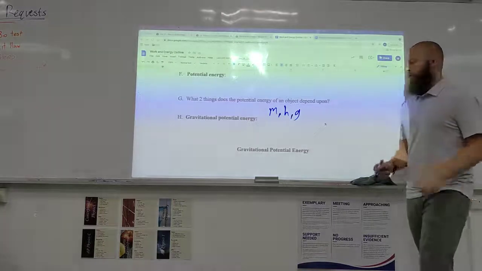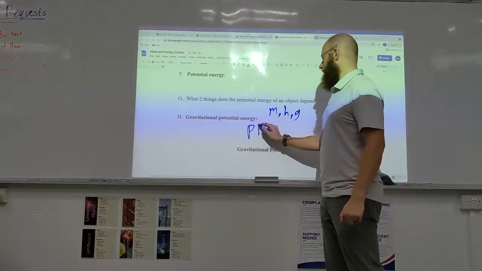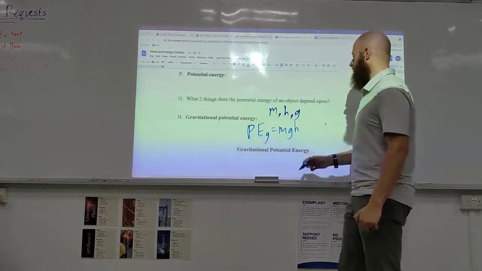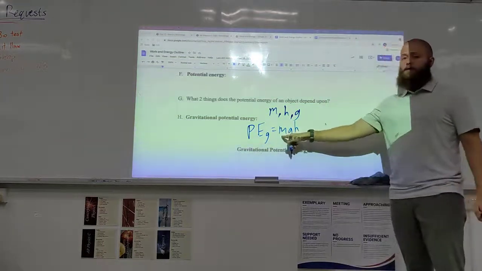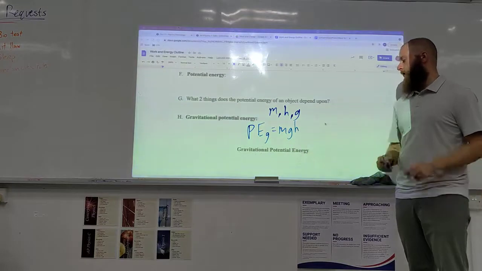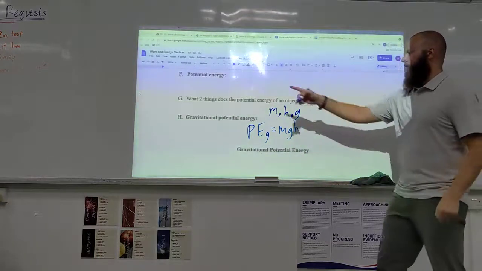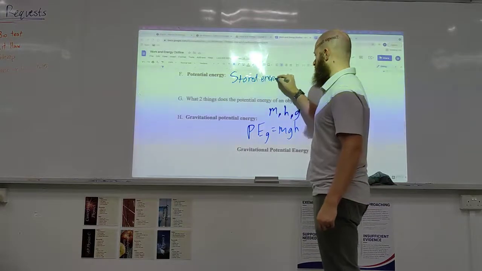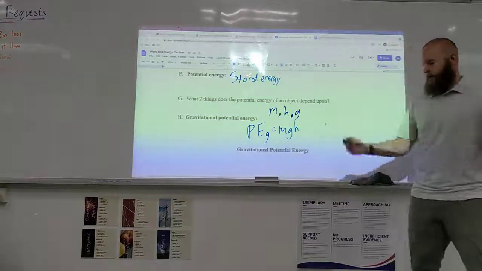Okay? So potential energy from gravity, PEg, is equal to mgh. So it's dependent on the mass, gravity itself, and then the height. Potential energy is just stored energy. So let's go ahead and keep moving.